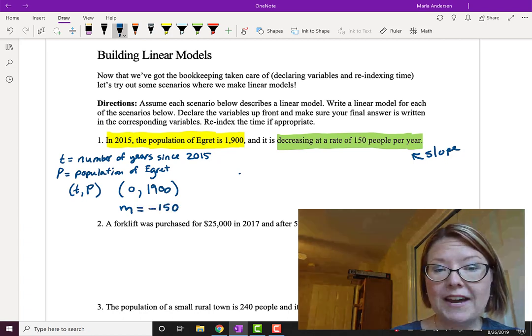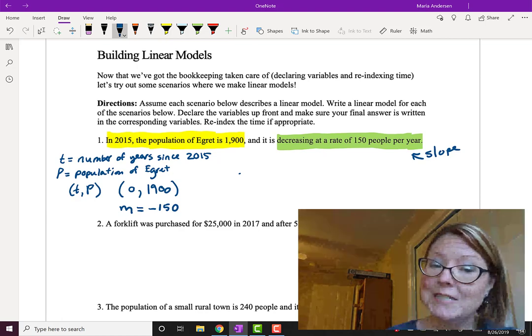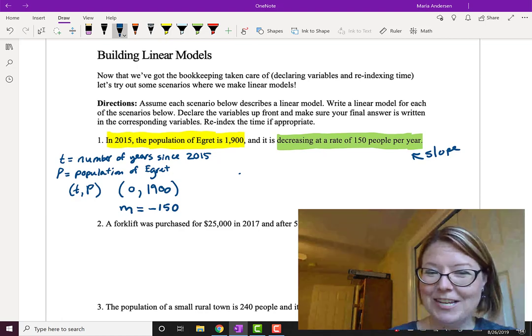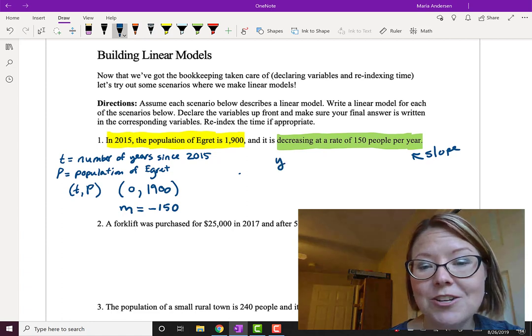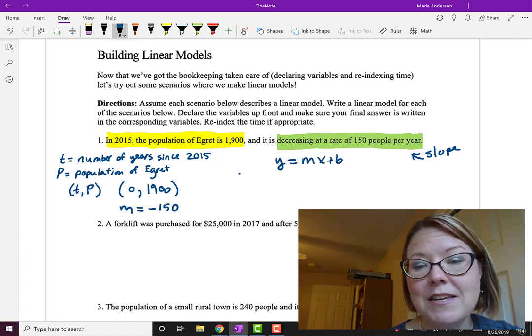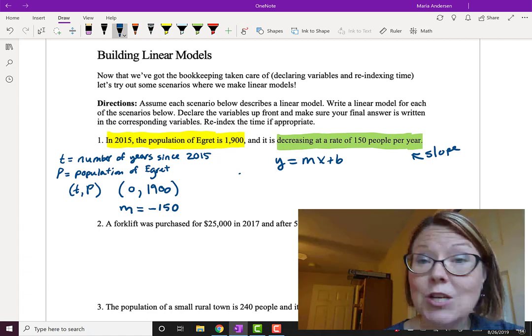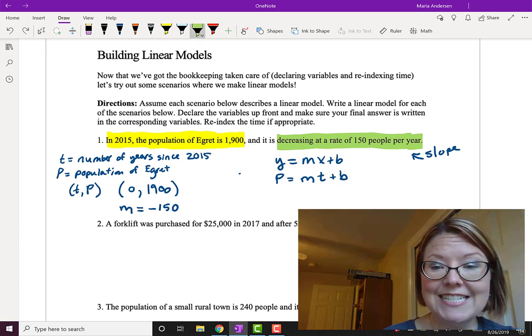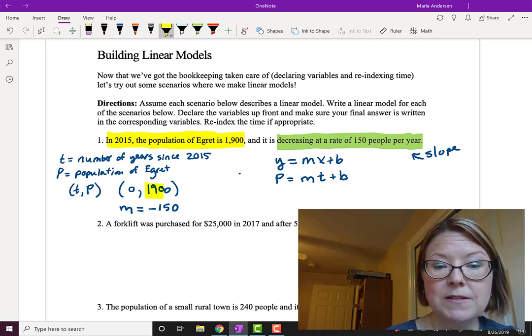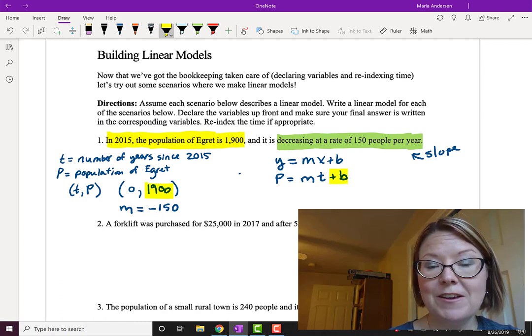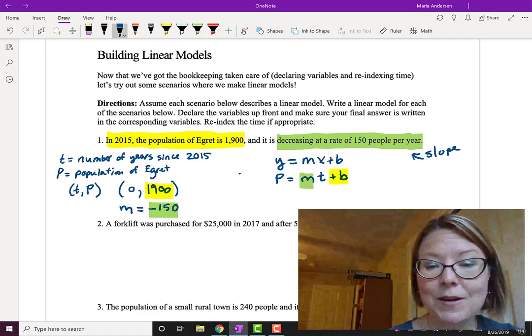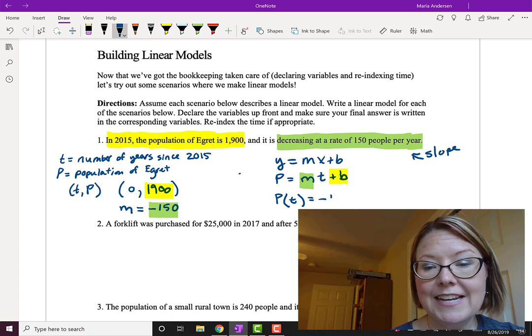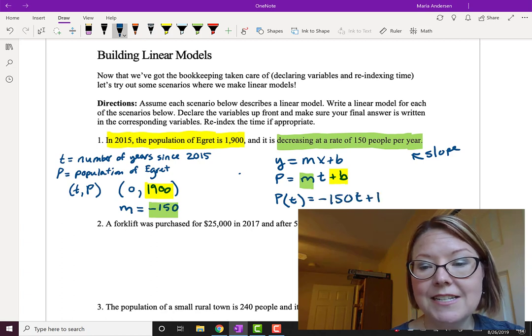So what do we have? We have a slope and we have a point. Specifically, the point we have is the y-intercept. So we can actually go back to the equation y equals mx plus b, change to our variables. So our dependent variable, instead of y, it's p. And our independent variable, instead of x, it's t. And now let's insert the y-intercept of 1900 into the b value, and the slope, negative 150, into the m value. That gives us the equation p of t equals negative 150t plus 1900.